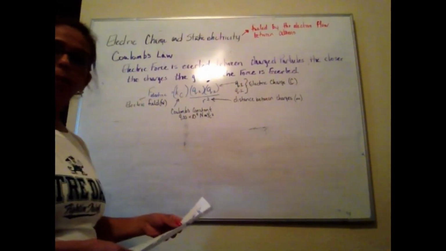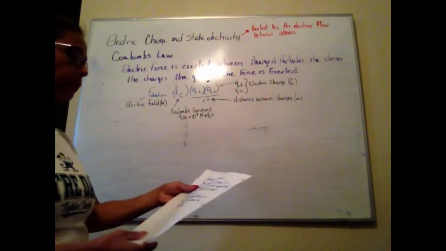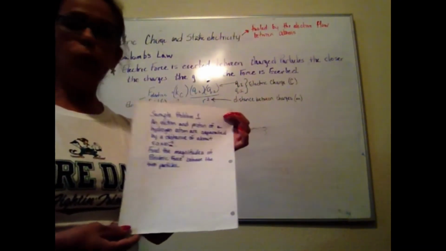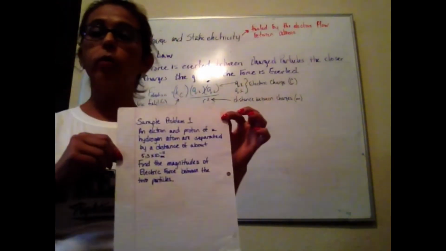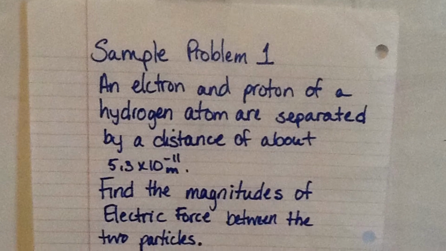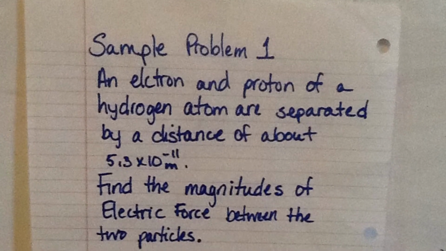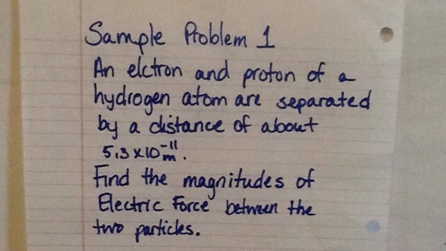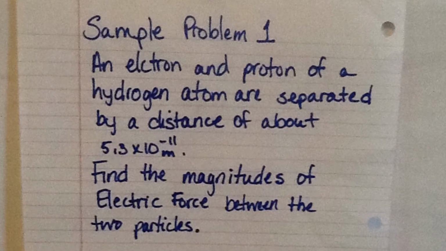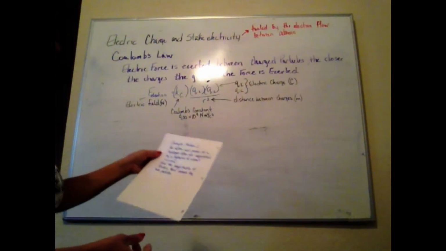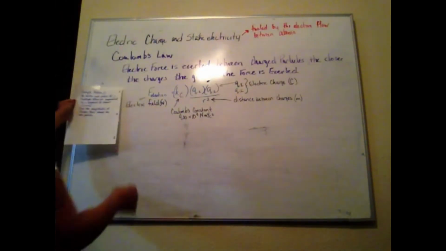So I have a sample question that we're going to be looking at. Today's question is looking at two particles in an atom, an electron and a proton. I want to find out what the electric field is if I know the distance between these two charged particles is 5.3 times 10 to the negative 11 meters. So let's look at how we can apply this equation to our problem here.